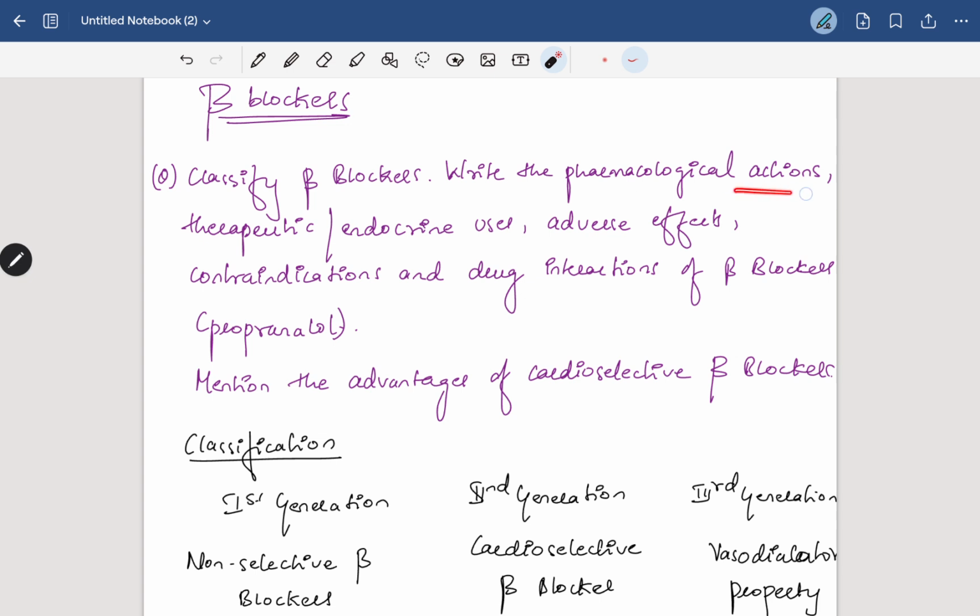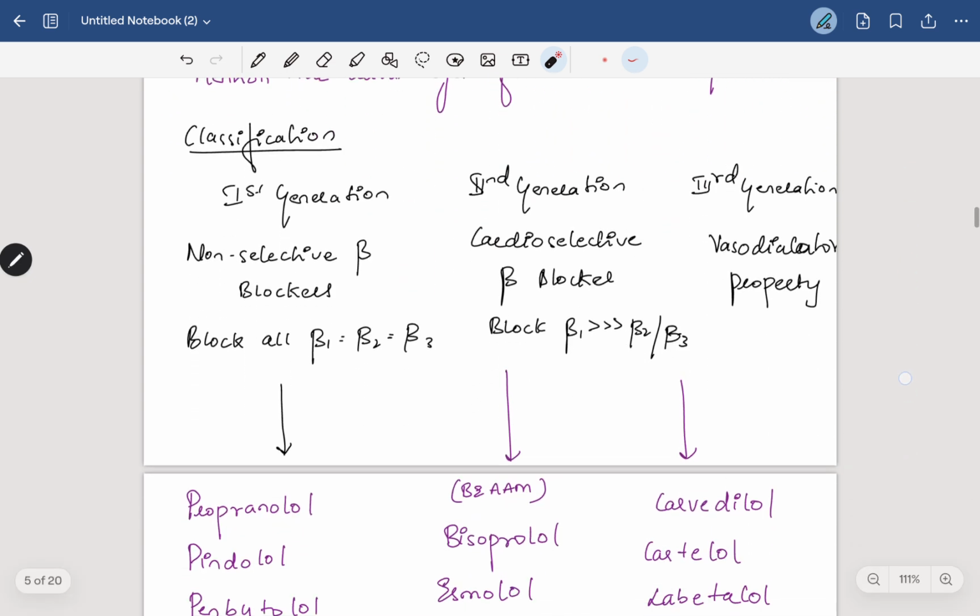The question we have here is: classify beta blockers. Write the pharmacological actions, therapeutic uses, adverse effects, contraindications, and drug interactions of beta blockers, propranolol. Mention the advantages of cardioselective beta blockers. So first we will be looking into the classification.